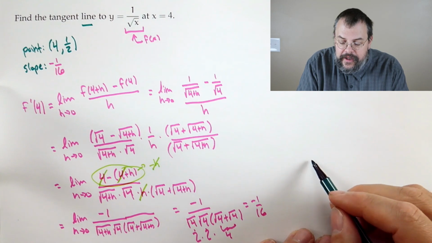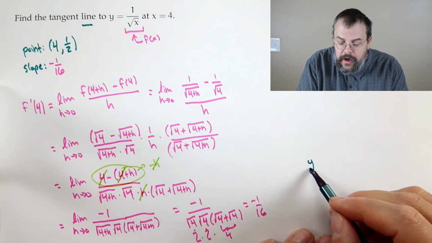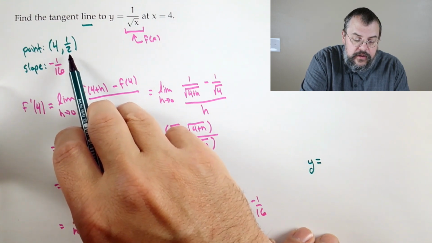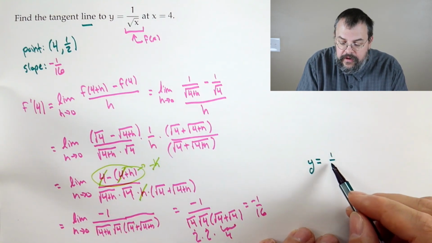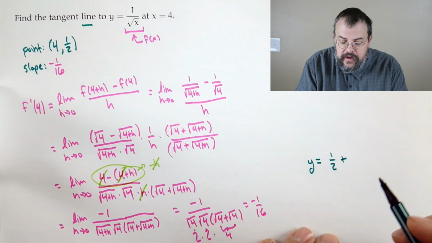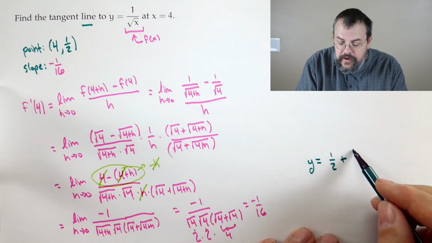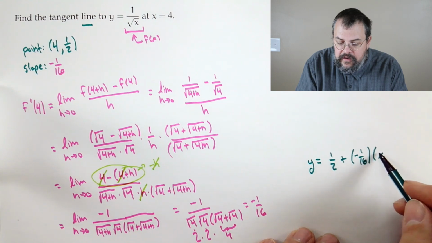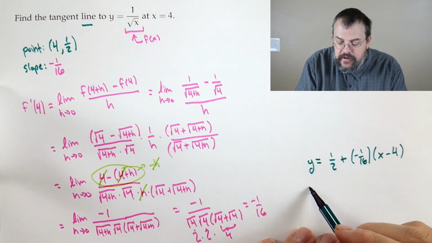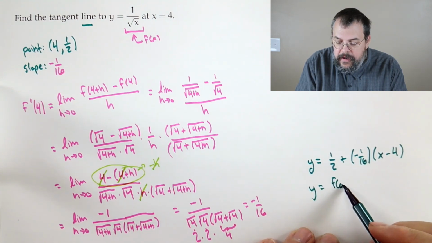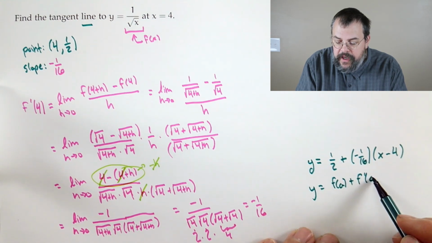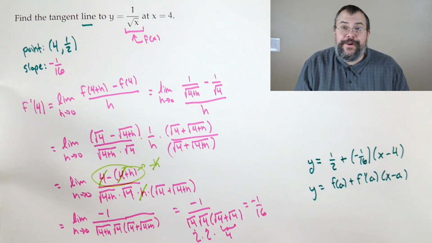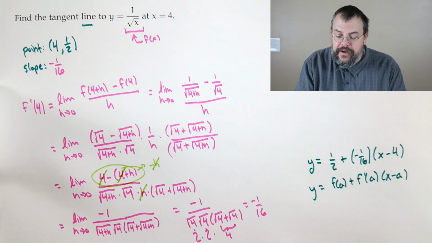So I like the format y equals the y value, so that's 1/2, plus the derivative, minus 1 over 16, times x minus the x-value. So in other words, this is your y equals f of a plus f prime of a times x minus a. Write in whichever format you feel comfortable doing, as long as you get it.